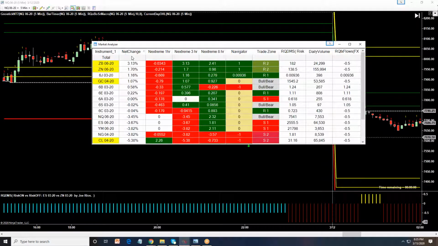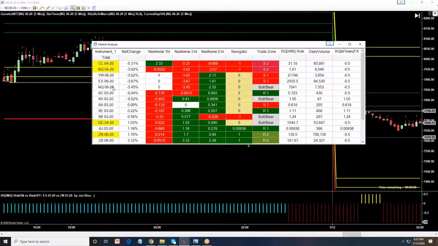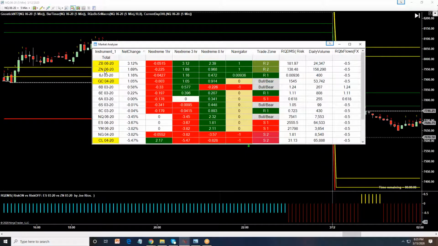Now what I have here to look at leaders and laggards, all I have to do is click on the net change, and that's going to show me from top down those markets that are lagging the most. Right now we've got crude oil, natural gas, and the Dow. If I click on net change again, well, we've got the bonds, the notes, and the yen, and those are all positive net change. So those are the leaders.